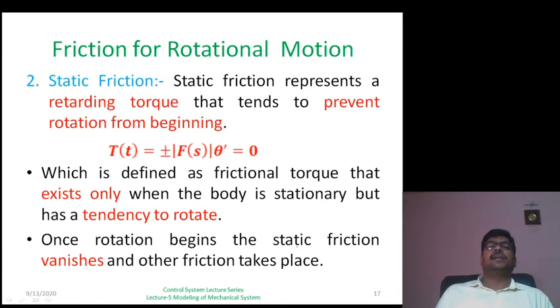The second type of friction in rotational motion is static friction, and this is also a retarding torque in a rotational system. So it prevents rotation from the beginning. So here T(t) equal to plus minus Fs, at theta dash equal to 0. So this friction will exist only when the body is stationary, and it will not be present if the movement takes place.